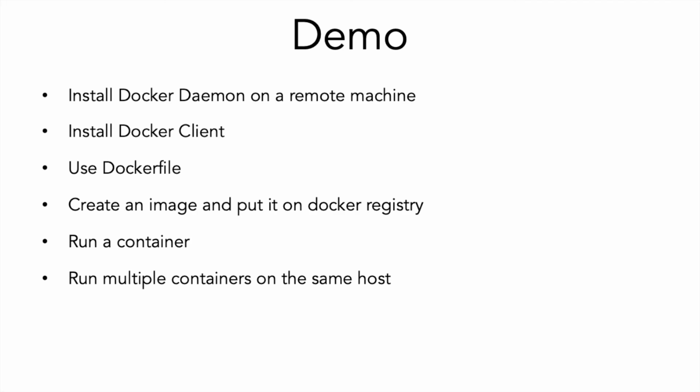I'll install Docker client in my laptop, we'll use Dockerfile to package our application, and using Dockerfile, we'll create an image and push it to the Docker registry. And then using that image, we'll run a container in the host where Docker daemon is running. Also, I'll show you how to run multiple containers on the same host. So basically, we'll be running more than one container on the same host where Docker daemon is running.